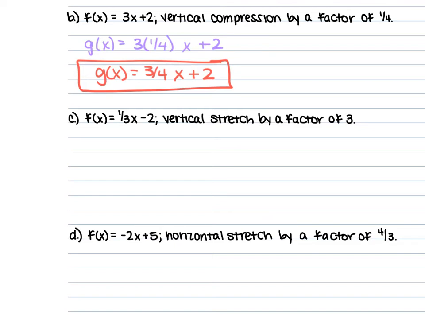So we're going to have g of x is equal to 3 times 1/3 x minus 2, or 1/3 times 3, same thing. From here, you're going to multiply these two. It's just going to become 1. So we're going to have g of x is equal to x minus 2.